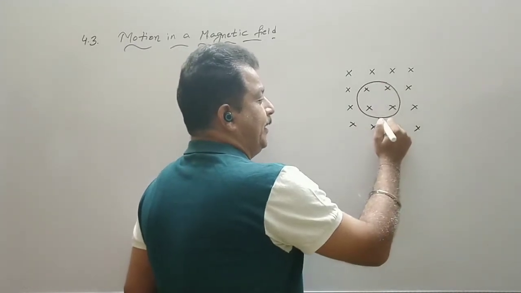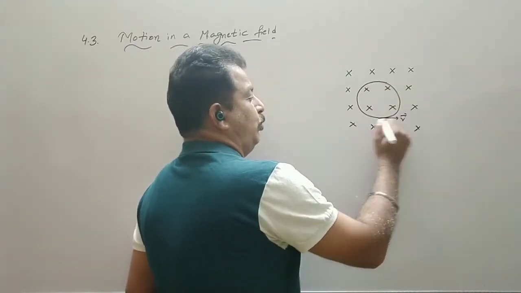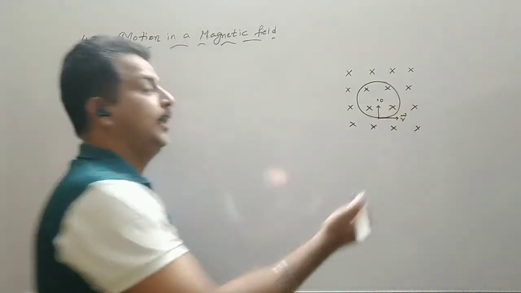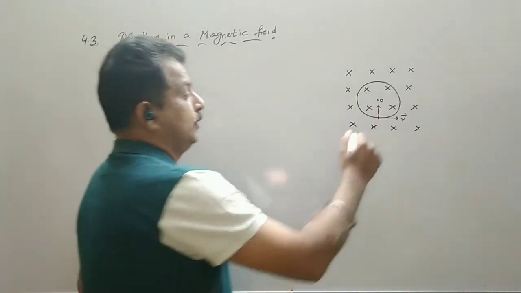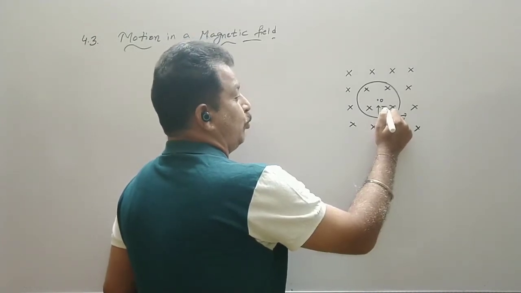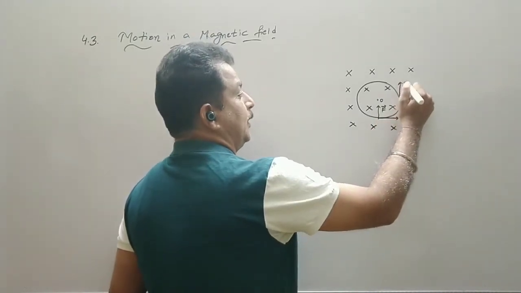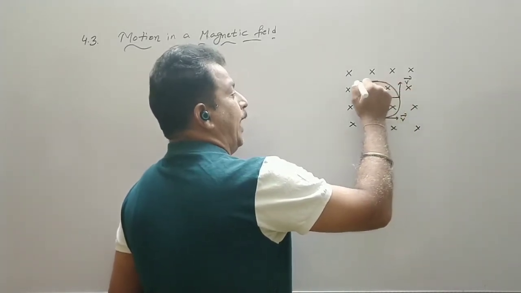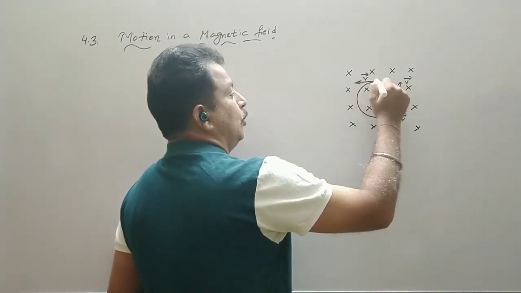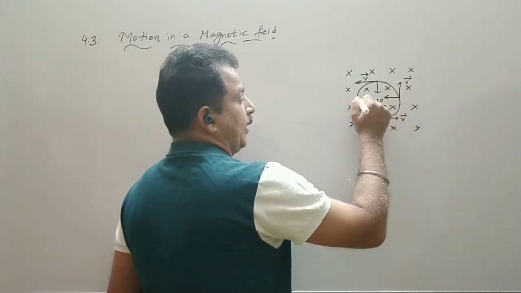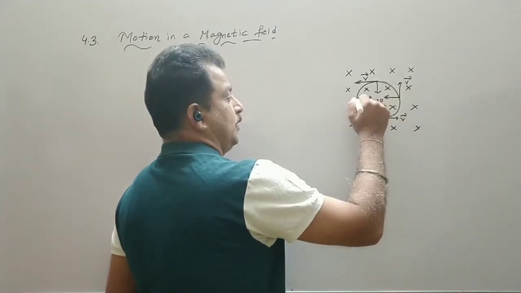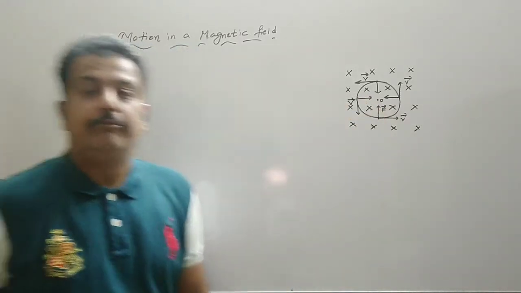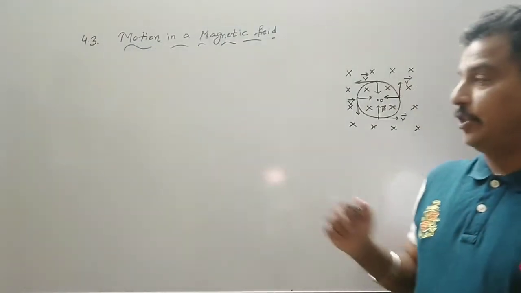And at any instant we found that the force, say the Lorentz force, or you can say the magnetic force, was perpendicular and it was directed towards the center. The velocity at any instant was along the tangent of the circular path. So this was the direction of the force, which is towards the center. So this was the conclusion we arrived at in this topic.